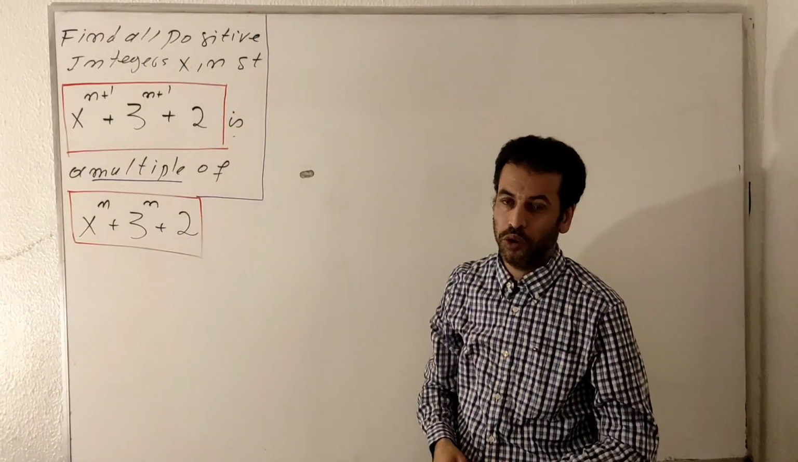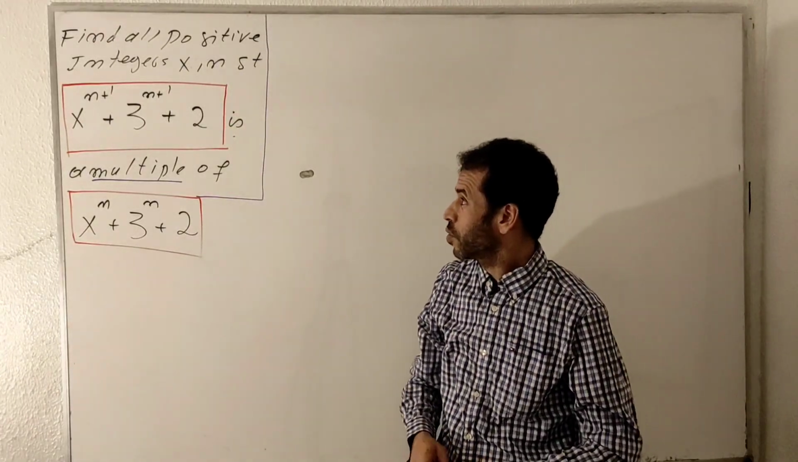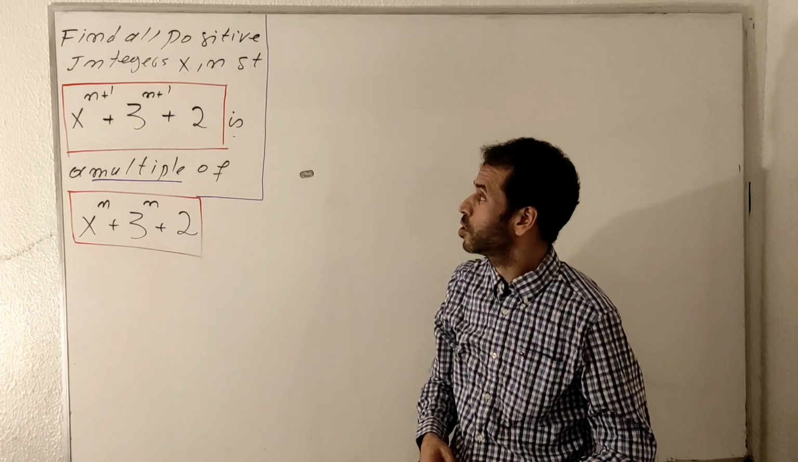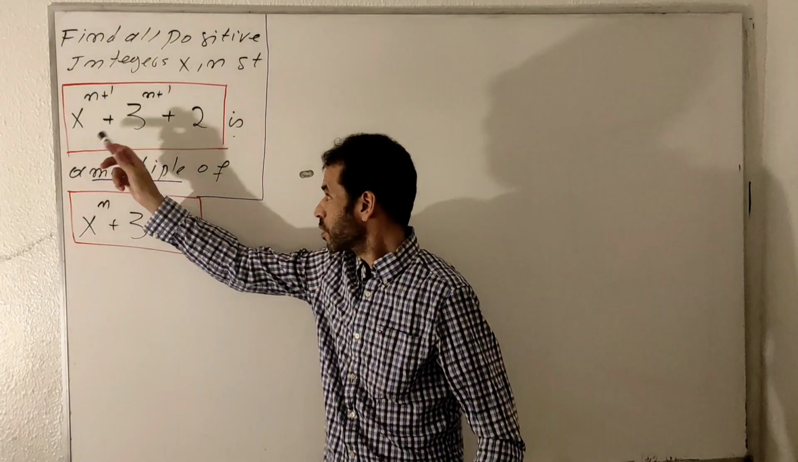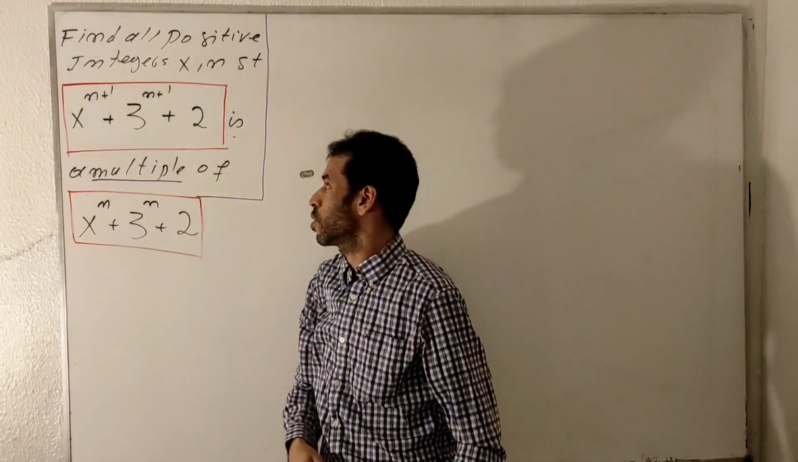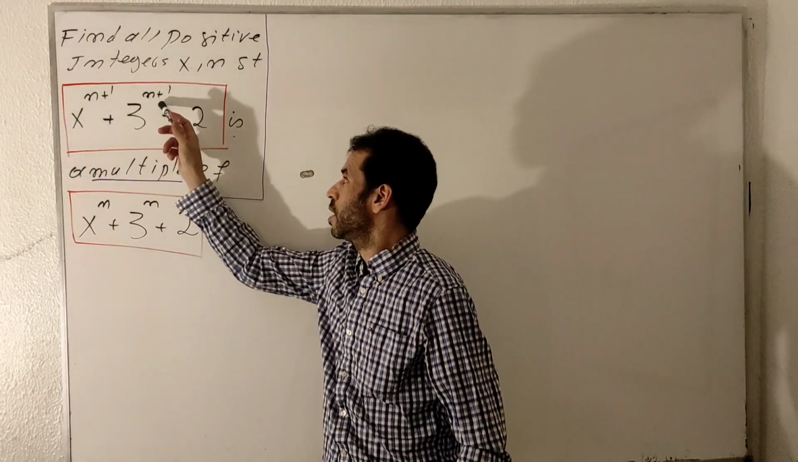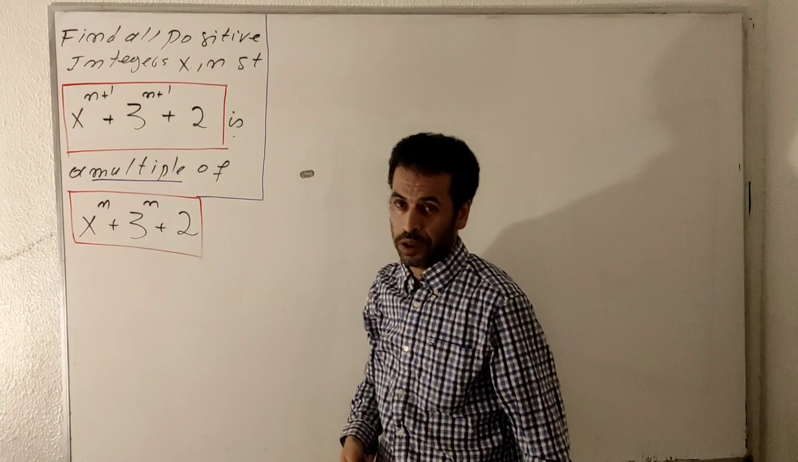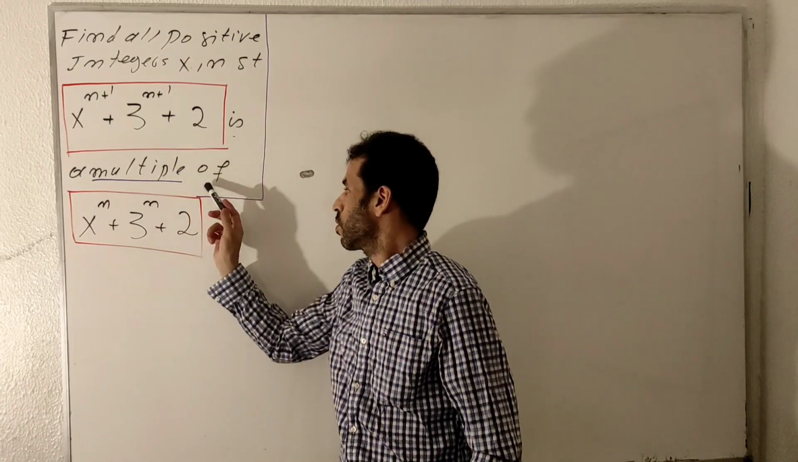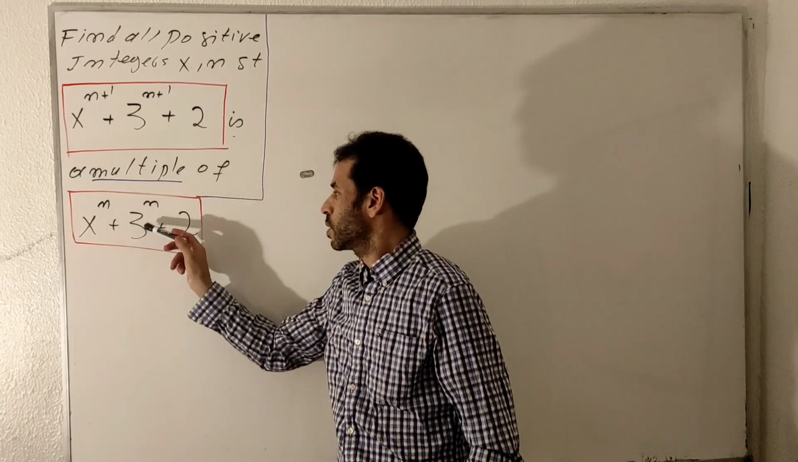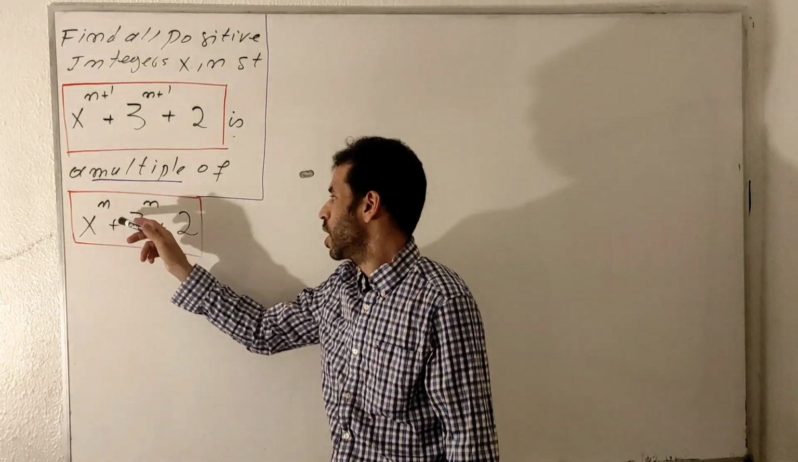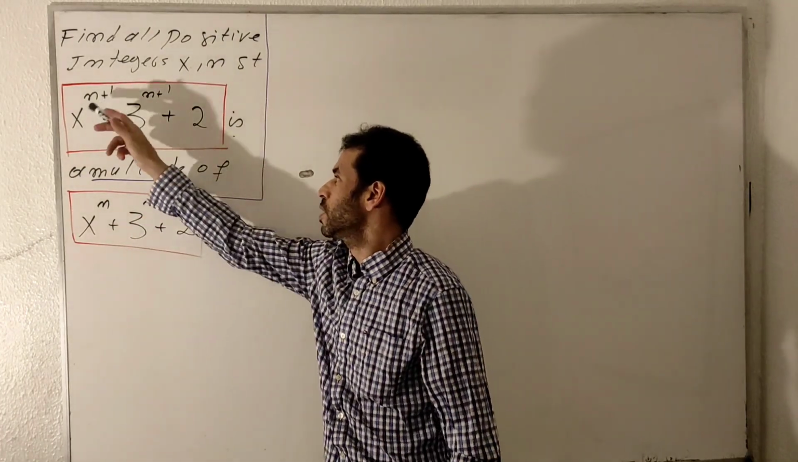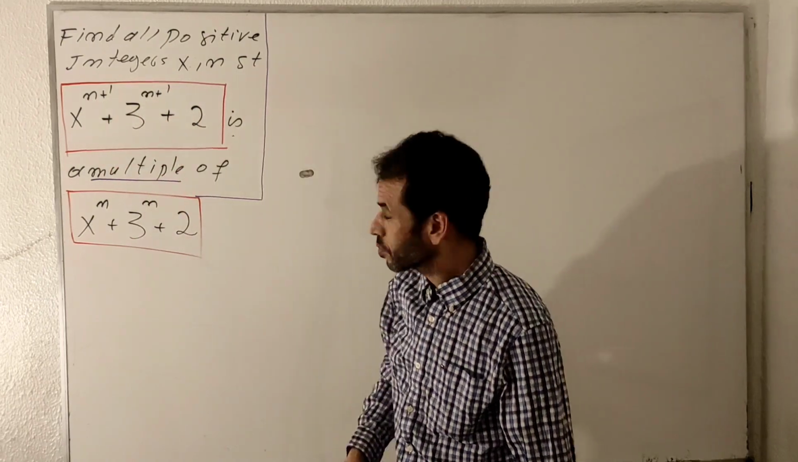In today's video I have brought you a very nice problem. Here is the setup. Find all positive integers x and n such that x to the n plus 1 plus 3 to the n plus 1 plus 2 is a multiple of x to the n plus 3 to the n plus 2. In other words, x to the n plus 3 to the n plus 2 divides this one.